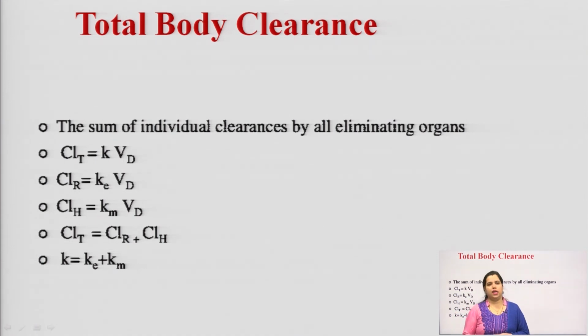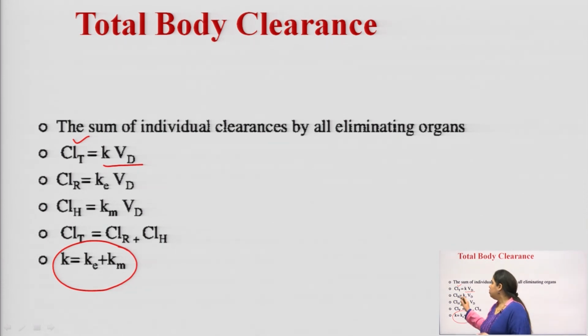So, total body clearance is the sum of individual clearances by all eliminating organs. We have different clearances: total body clearance CLT is represented as K into VD, CLR as KE into VD, CLH as KM into VD, and CLT equals CLR plus CLH, and K is equal to KE plus KM. So, these are basically constants. This sum of individual clearances by all eliminating organs will give you the value of total clearance of the drug from the body.